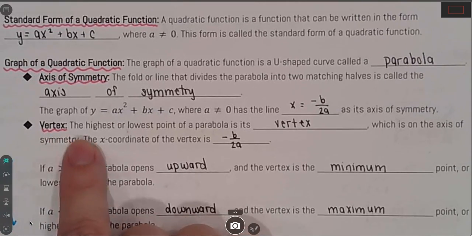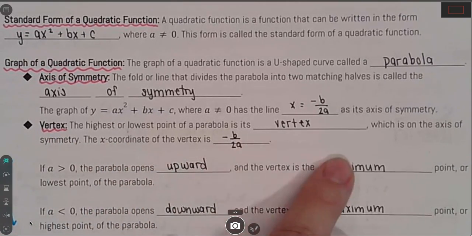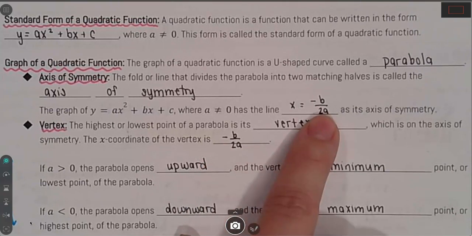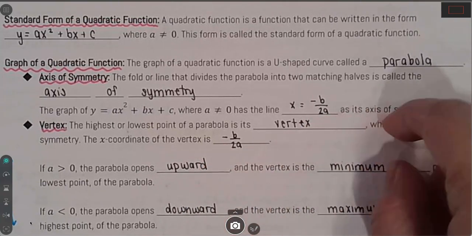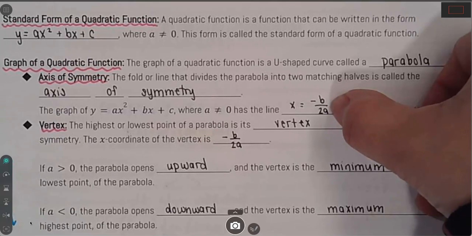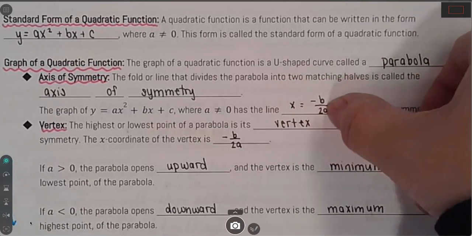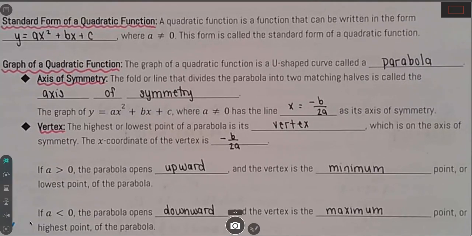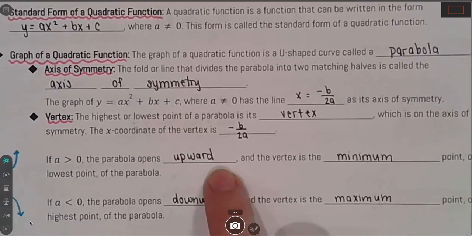The vertex is the highest or lowest point of a parabola. The x-coordinate of the vertex is going to be your axis of symmetry. So remember this formula, x equals negative b over 2a. That's what you're going to use to find your axis of symmetry or the x-coordinate of your vertex.